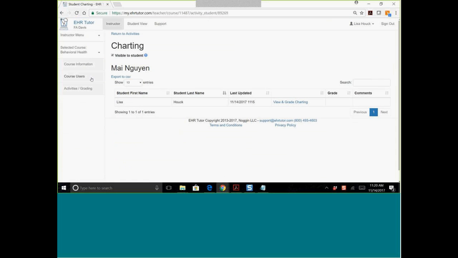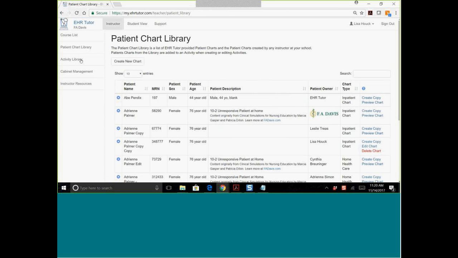Okay, the next thing I want to do is just show you the patient chart library. We have over 65 of the patients that F.A. Davis has added. Many of them are in with the simulation book. The simulation book, if you've not come to one of the presentations on that, does have psych scenarios in it, and there are patients that are already built to those. So there are over 65 F.A. Davis patients in here, and we also have over 90 patients total with all the ones from EHR Tutor.